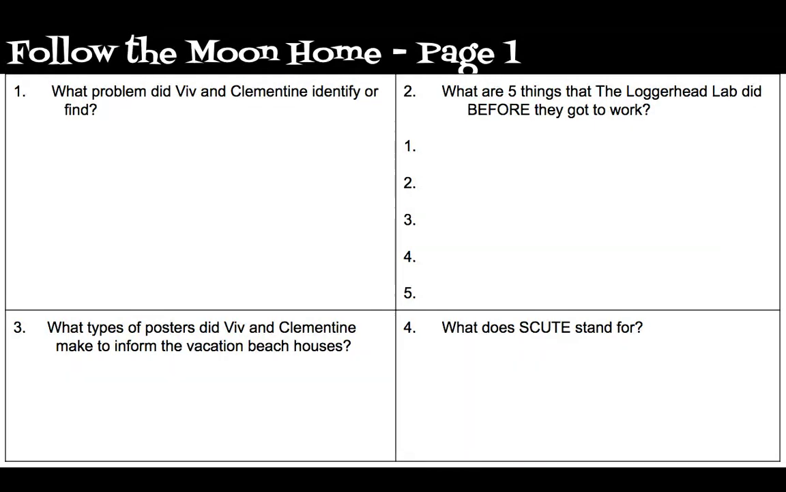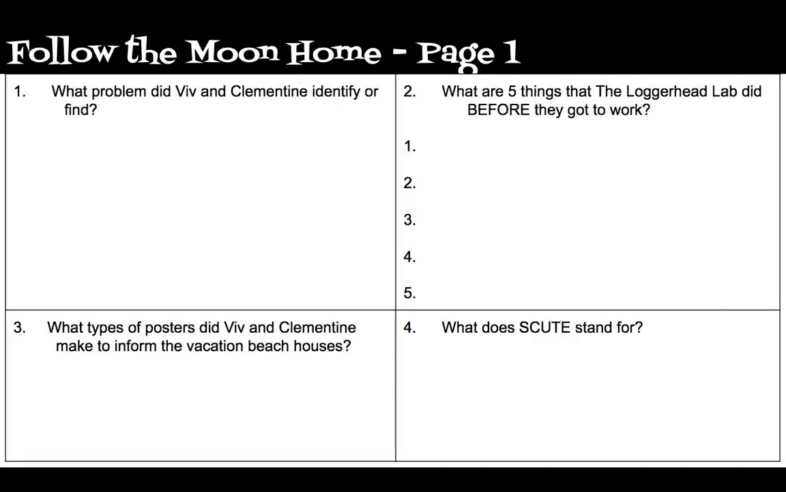On number 3, you're going to name what types of posters Viv and Clementine made to inform the vacation beach houses. They made posters, and you'll see that in the story, but for the vacation beach houses, they made a certain and specific type. So use the label tool to fill that in.